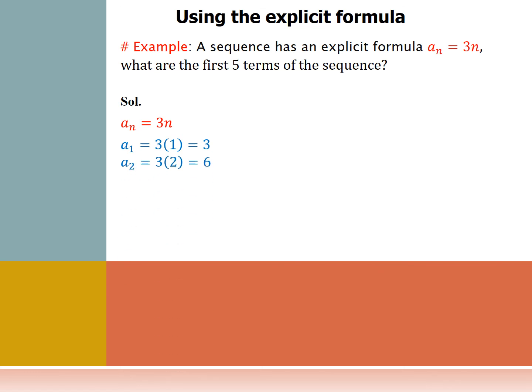And for the second term, substitute the value 2 instead of n to get 3 times 2, which is equal to 6. a3 is equal to 3 times 3, which is 9. And the fourth term, a4, is equal to 3 times 4, which is 12. And the last term, the fifth term, is equal to 3 times 5, which is 15. So these are the first 5 terms of the sequence.